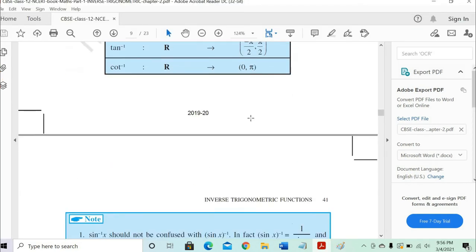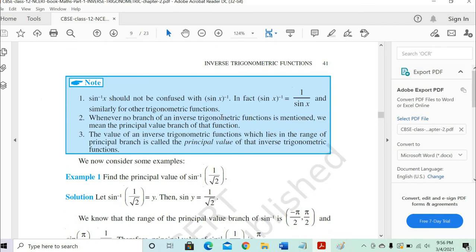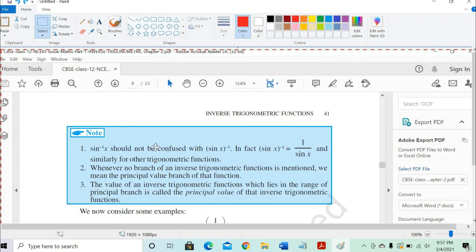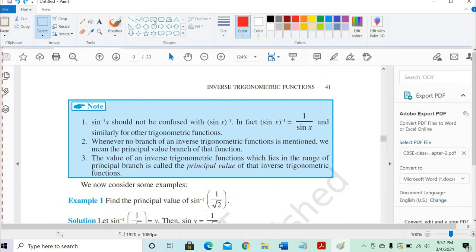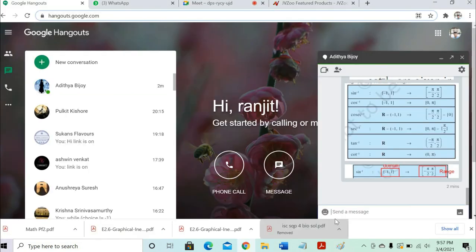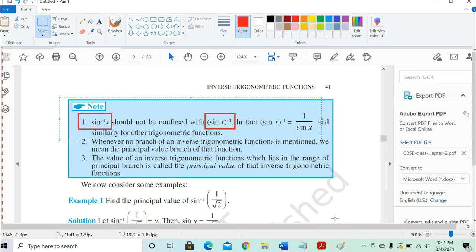Excellent, Vijay. You got it now. Now let's go to this part. Sine inverse x should not be confused with sine x inverse. This is yet another important thing because sometimes people get confused with this part. Are the two things the same? What is the difference, Vijay?